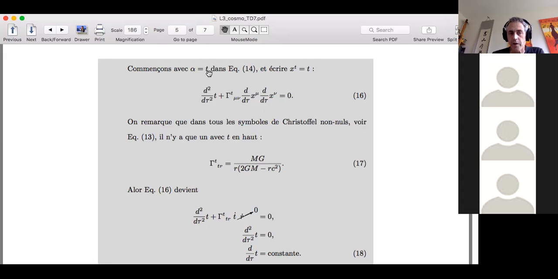But first, let's just find the geodesic. So we have to let alpha take on all four values. So we start with alpha being t. You could start anywhere you like, but might as well be systematic and start with the first one.